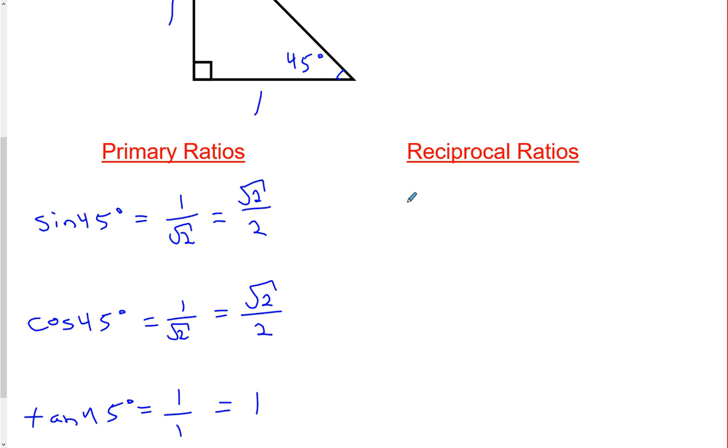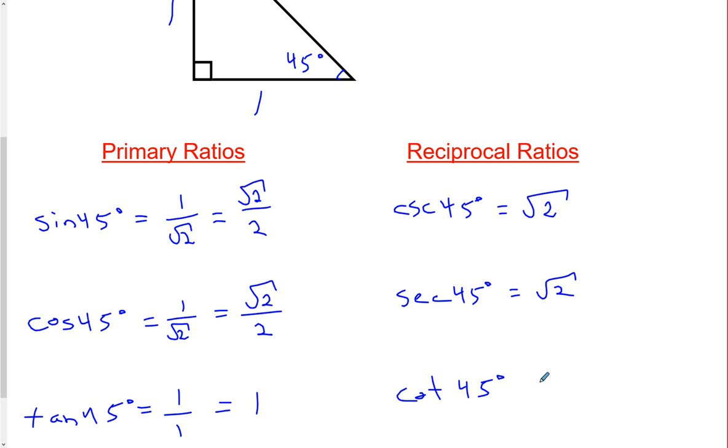Our reciprocal ones, let's flip those over. Cosecant of 45 is going to be, well, 1 over root 2. Flip that over, I have root 2 over 1. You can just write that as square root of 2. Secant 45, exactly the same thing. And cotangent of 45, oh, that's easy. 1 over 1, flip it over, it's still 1.